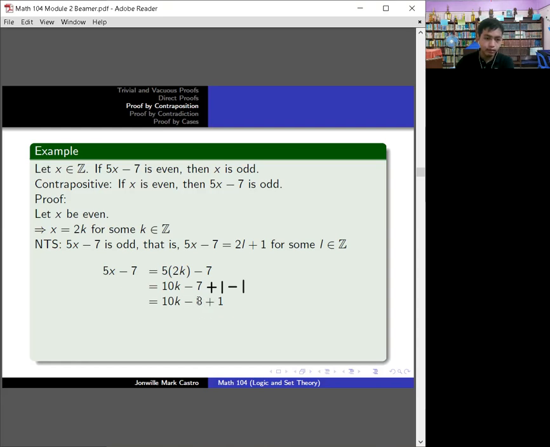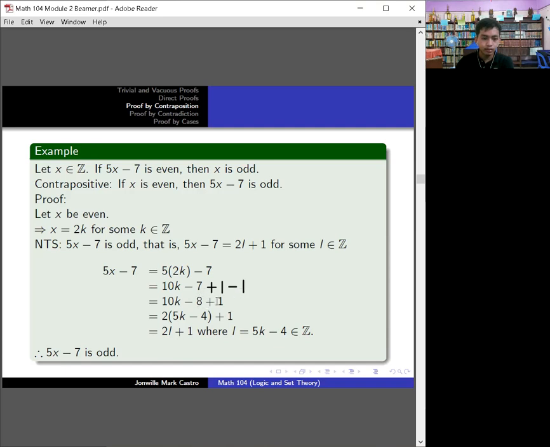Then, dun sa 10k minus 8, magpa-factor out ulit ako ng 2. So, we have 2 times 5k minus 4 plus 1. Then, we have 2l plus 1, where l is 5k minus 4, which is an integer. Therefore, na-prove natin na 5x minus 7 is odd. Okay? So, take note yung step na to. Yung plus 1 minus 1.